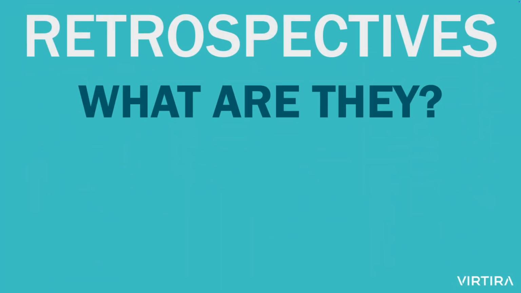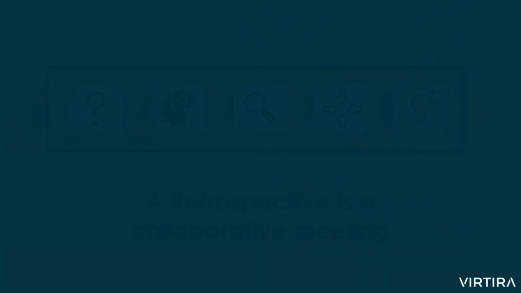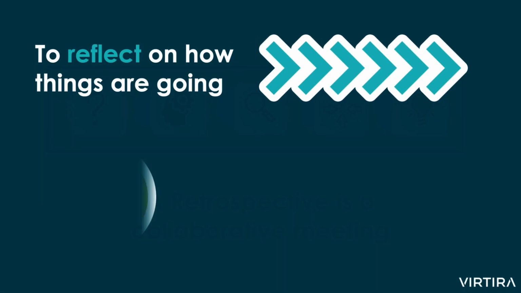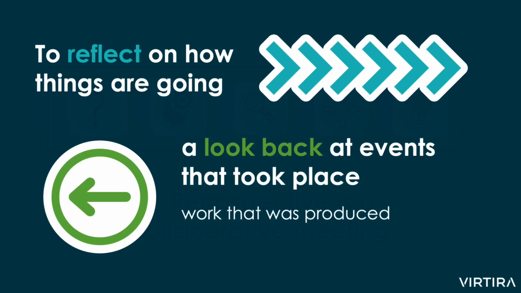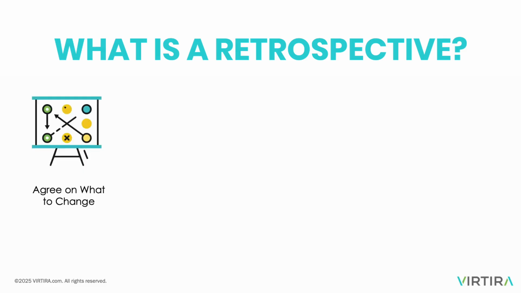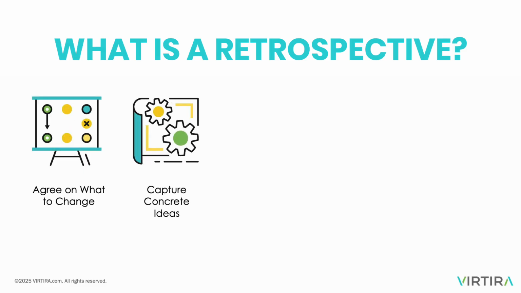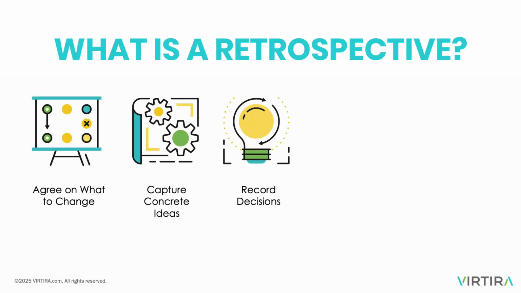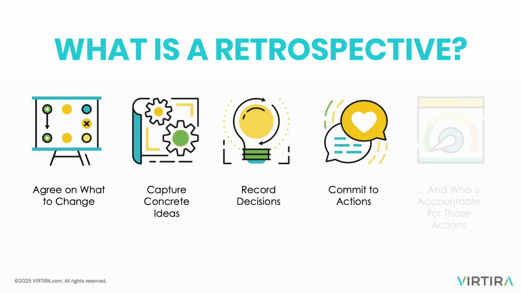A retrospective is a collaborative meeting to reflect on how things are going, a look back at events that took place, work that was produced, or the way something was done. You agree on what to change, capture concrete ideas, record decisions, and commit to actions with owners and dates.